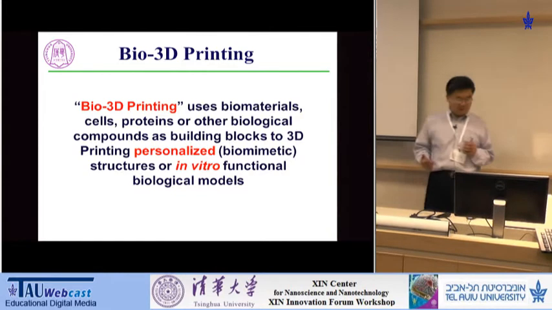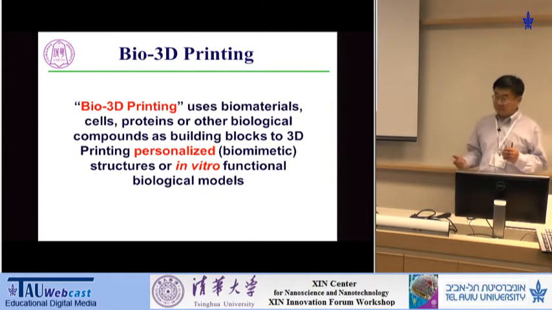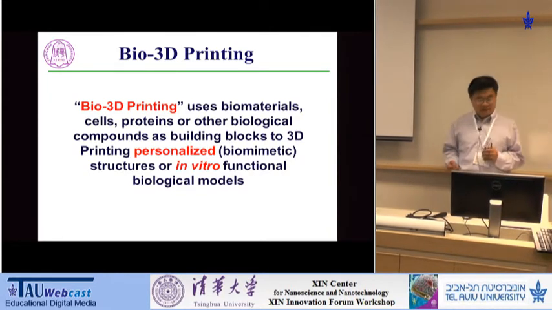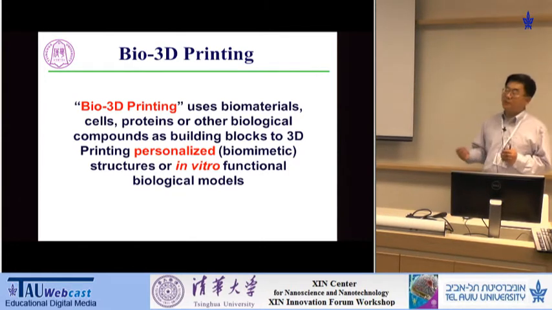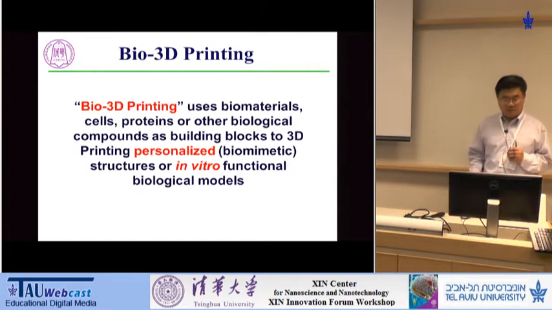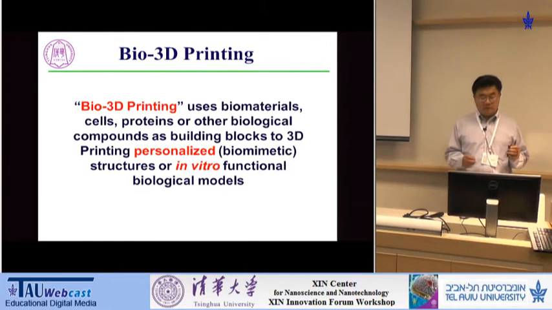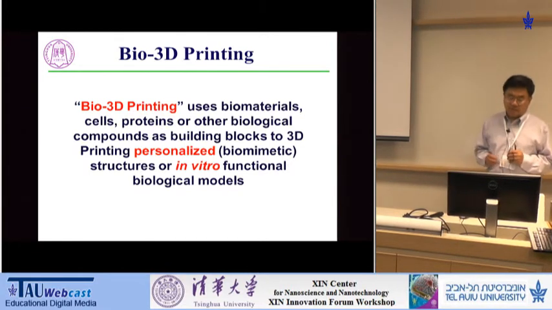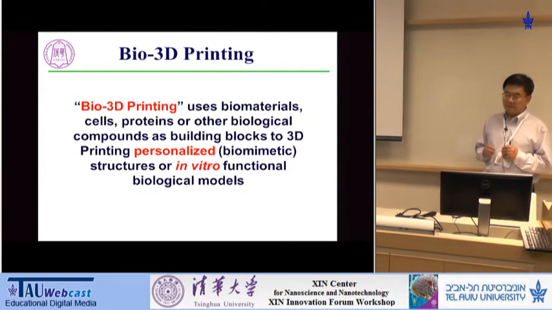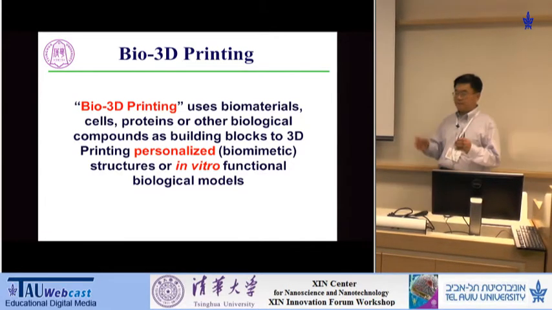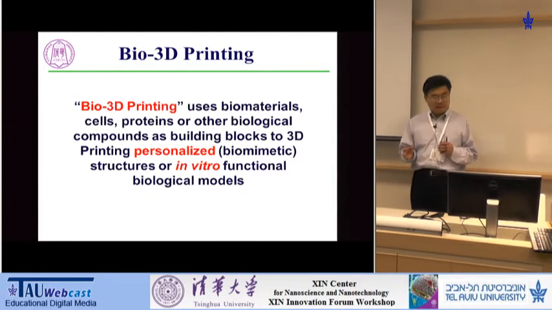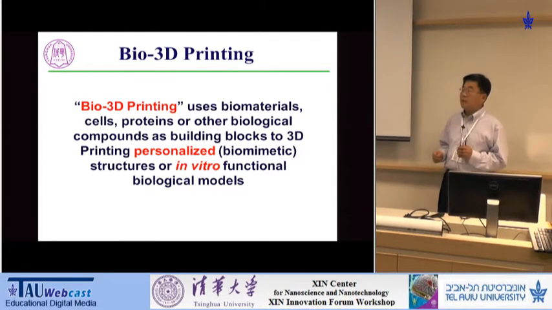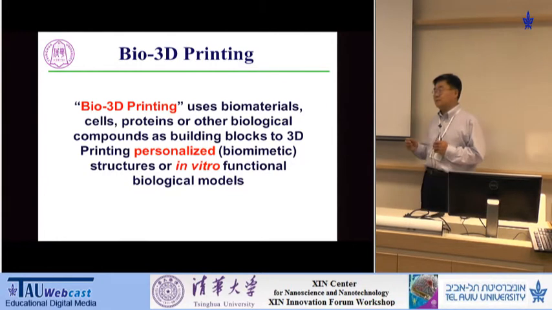Why? Because we know that human beings are different and tissues are different, and it's very personalized, and we need something quick too, if we have some problem. So that's why I got into applying that technology to bio, and we call that bio 3D printing. And the material is different. We don't just use ceramics, metal, or plastic. We use biomaterials, and we use cells. Okay, so we get cells as biomaterials.